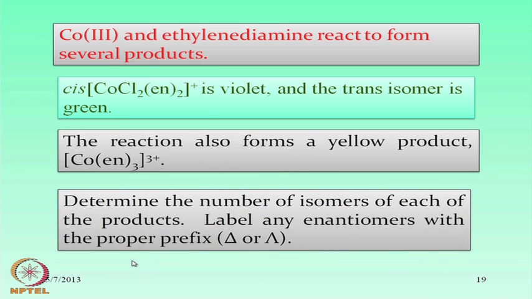So, if we ask now the question that if these two are reacting with each other competitively, the chloride function and the ethylene diamine function, how we can determine the number of isomers of each of the products. That means we have the violet product, we have the green product, and also we have the yellow product. And how we can identify them and label any enantiomers with the proper prefix, that means the delta or the lambda prefix for the corresponding orientation related to their corresponding threefold axis.